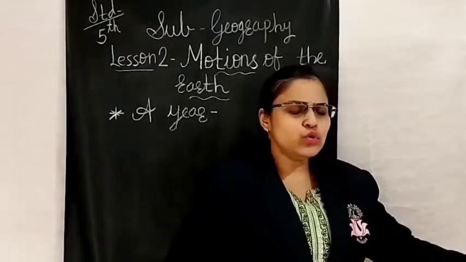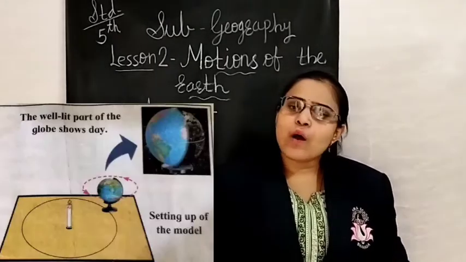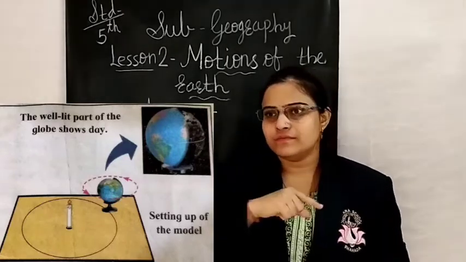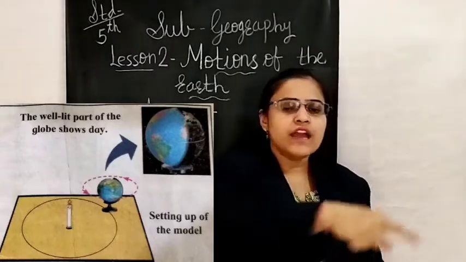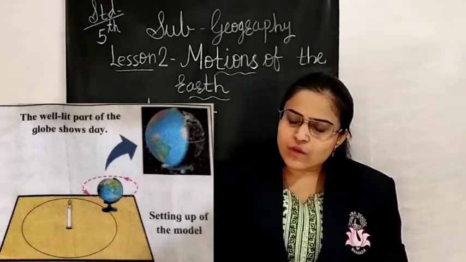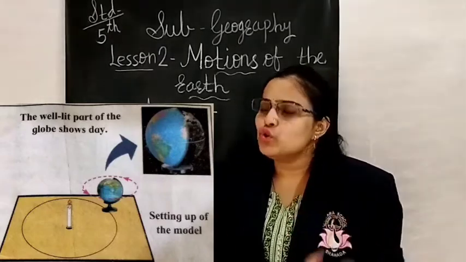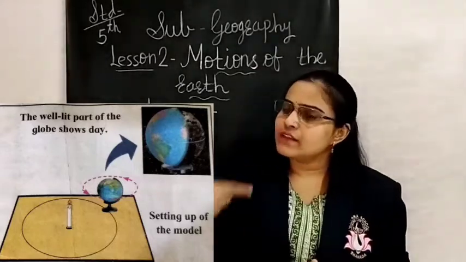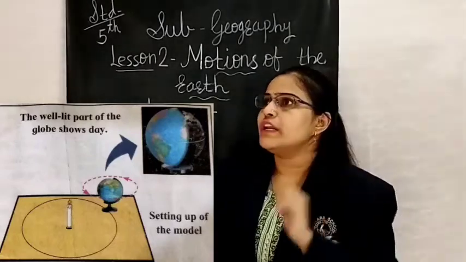Same setup you have to do. Take a candle, place a globe. This time move the globe along the circle on the table. One circle we have drawn around the candle, so we have to move the globe along the circle. As you do this, keep rotating the globe. Ensure that the axis does not change its orientation.